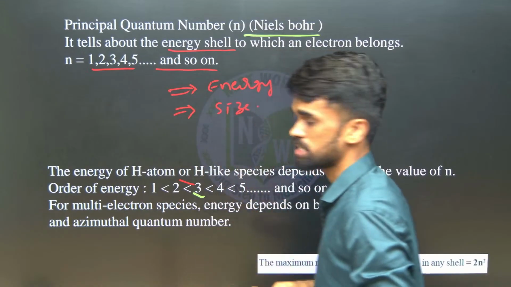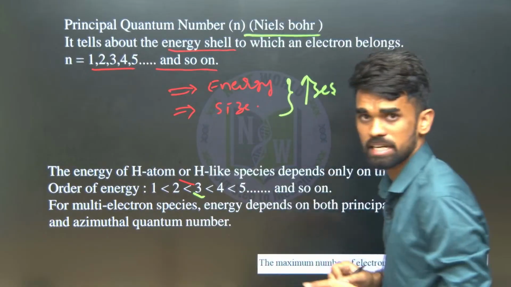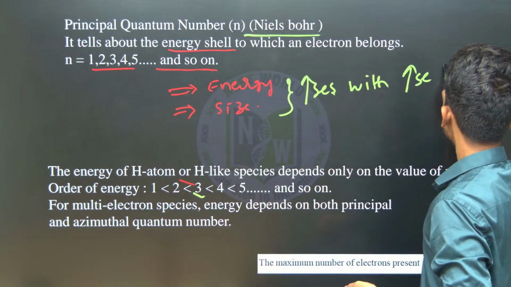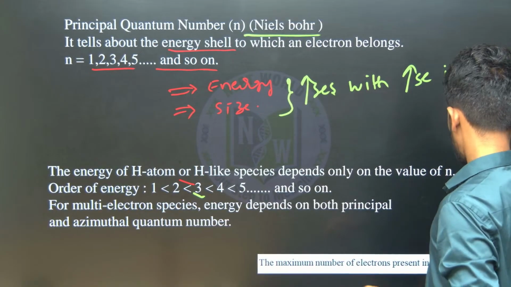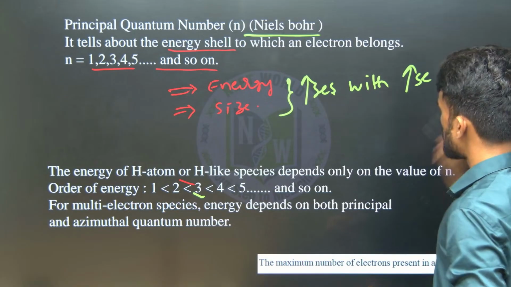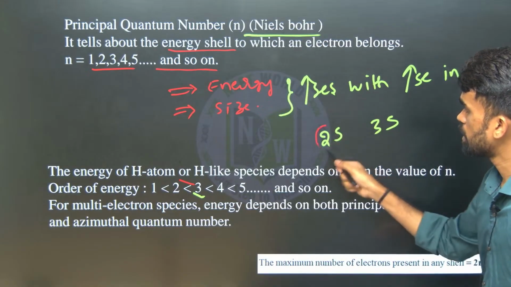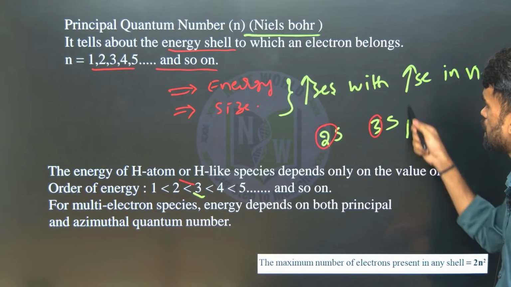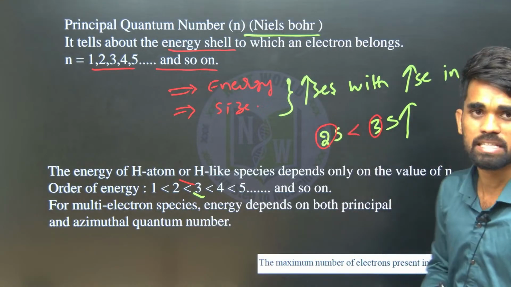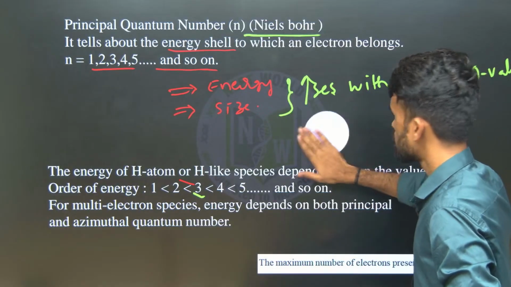Okay, so size. For example, these 2 things, energy and size, increase with increase in N value. For example, I am giving you 2s, 3s. See, N value here it is 2, here it is 3. So energy also increases as N value increases. So energy of 3s is greater than 2s. Something like this you should understand. Okay.